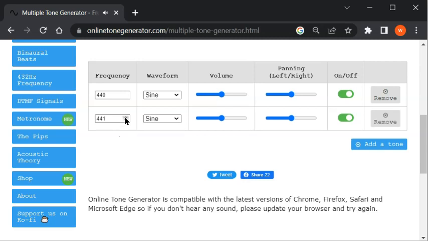When we do 442 hertz, we're going to hear 1, 2, 1, 2, 1, 2: 2 beats per second. And we can do 3 beats per second, 4 beats per second, 5 beats per second, and so on. All right, I'm going to turn these off before we go crazy.